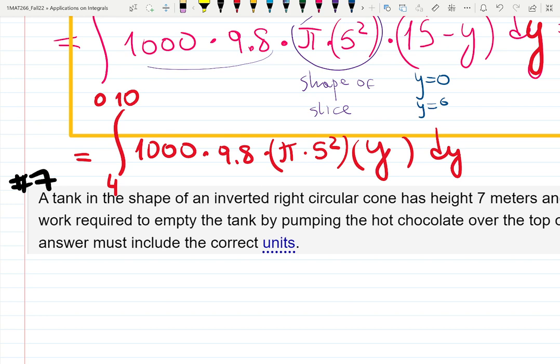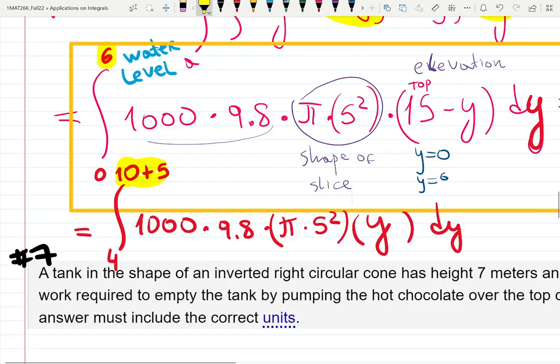Oh, I forgot to add 5, right? So plus the fountain. I think it's not mentioned here over the top. Plus 5. Let me break it into pieces. 10 is the tank plus 5. So it's 15. But now it's from 4 to 15.